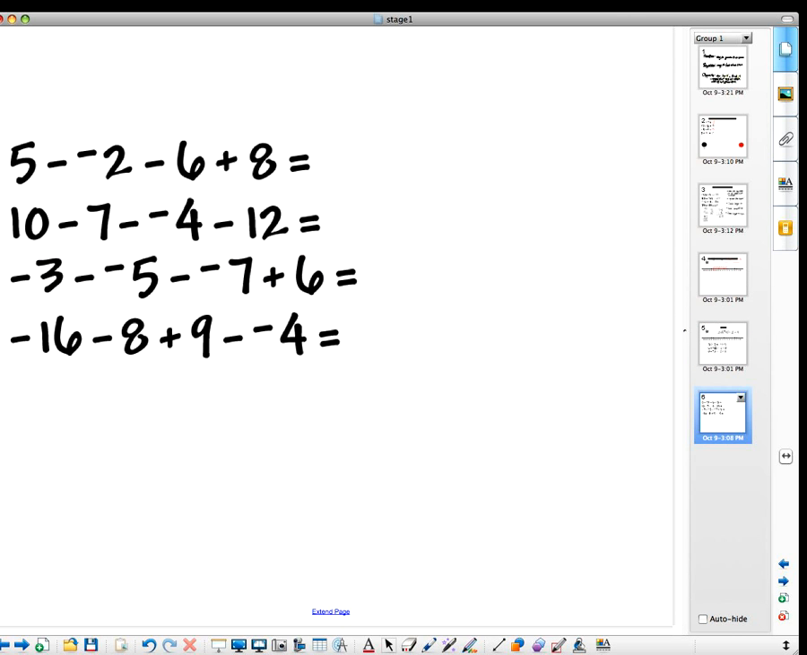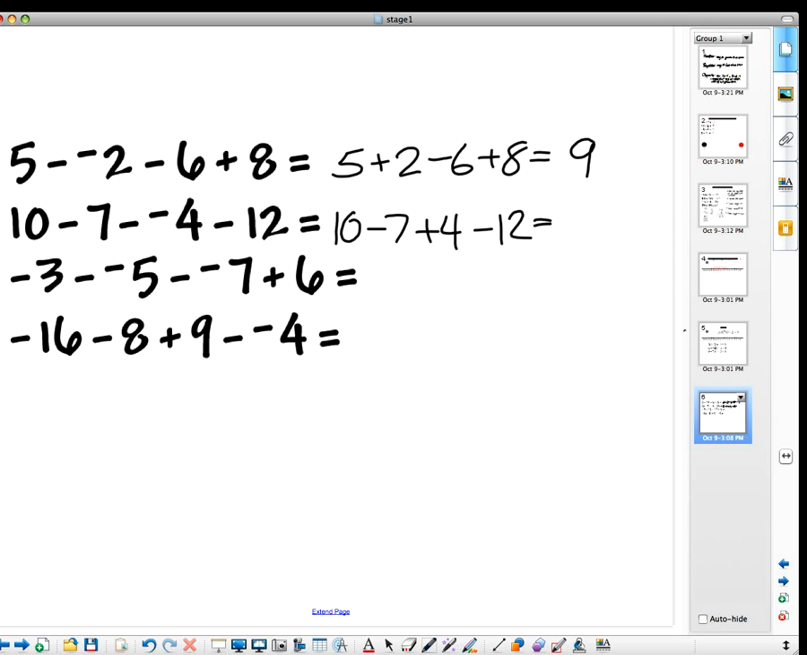Now we have some more complicated multi-step subtraction and addition, but we're just going to simplify them. So if I have 5 minus negative 2, I know that's really 5 plus 2, minus 6, plus 8. And if I do that out, I can do 5 plus 2 is 7, minus 6 is 1, plus 8 is 9. I'm going to do the same thing with the next couple examples. 10 minus 7 plus 4 minus 12. So 10 minus 7 is 3, plus 4 is 7, minus 12 gives me negative 5.